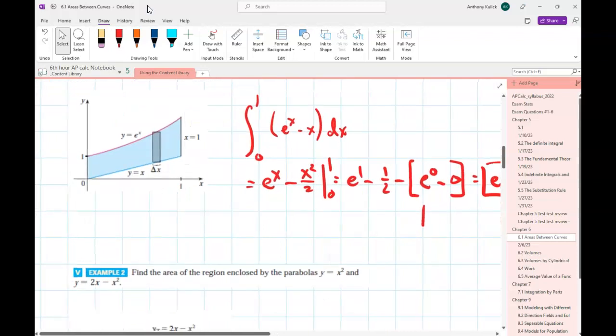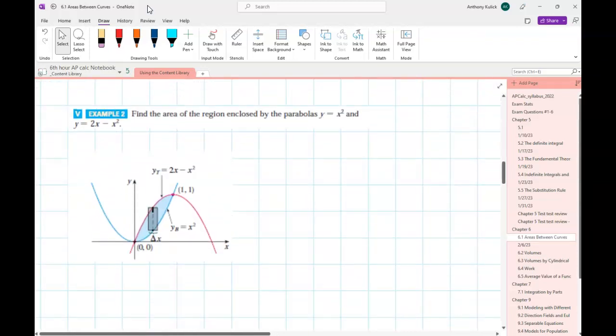Let's do another example. We're going to find the area of the region enclosed by the parabolas y equals x squared and y equals 2x minus x squared. Notice what's not given to me in the words: the a and b, the bounds for my integral.